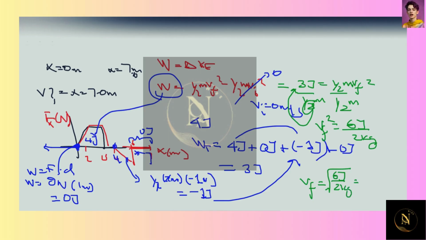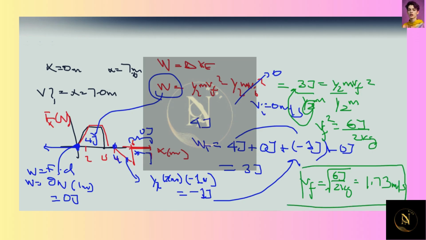And using my calculator, I'm going to take the radical. So this is square root of 6 divided by 2. And that gives us 1.73. So the velocity at x equals 7 is 1.73 meters per second.